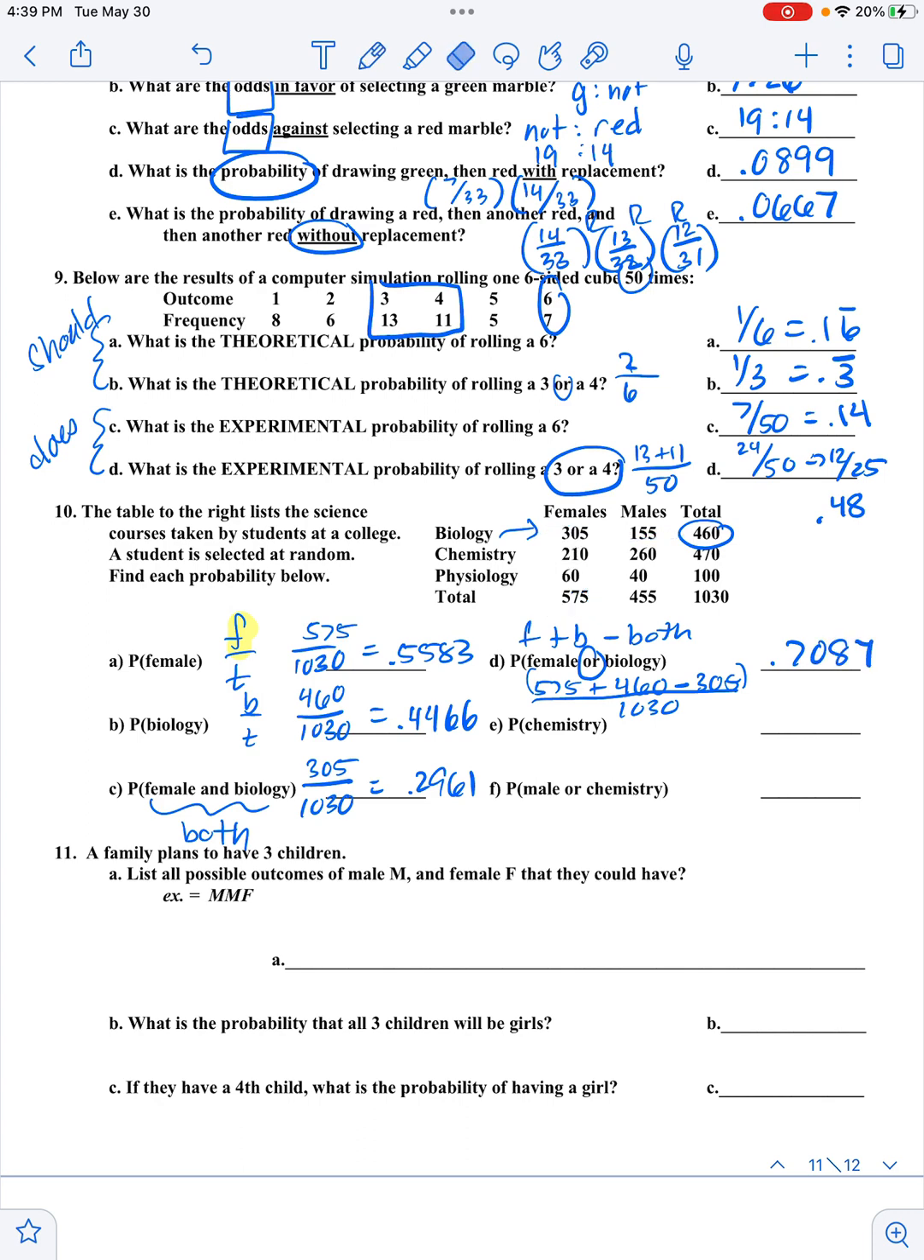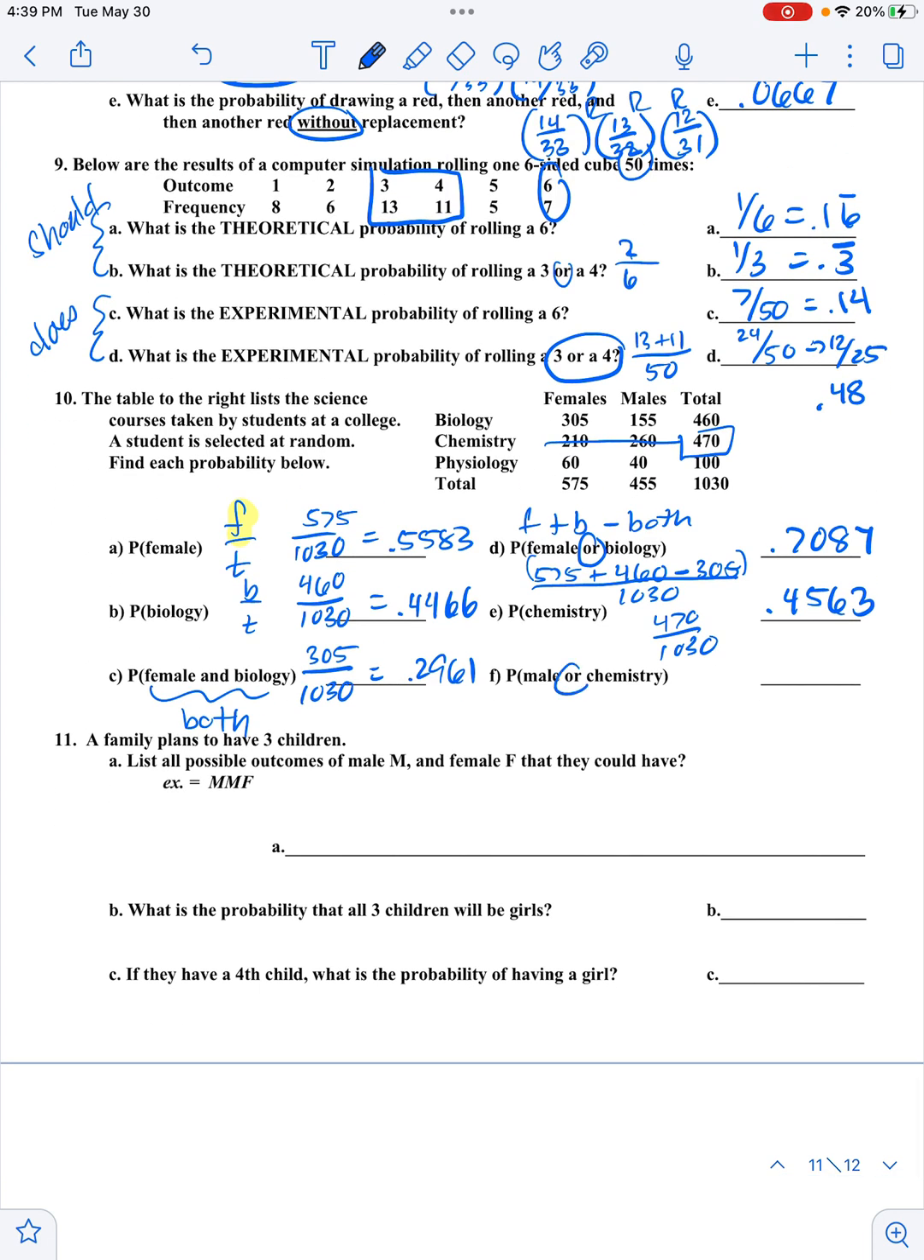What's the probability that somebody is in chemistry? So total of chemistry is 470 out of the 1030, turns into 0.4563 on my calculator. And then again, or.